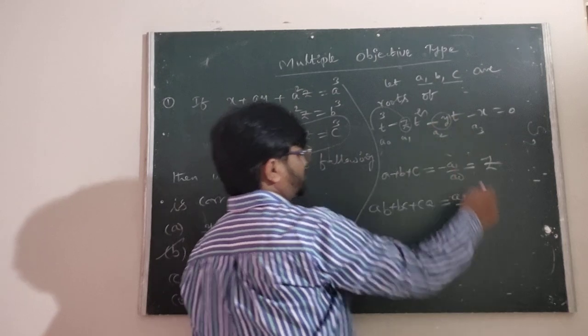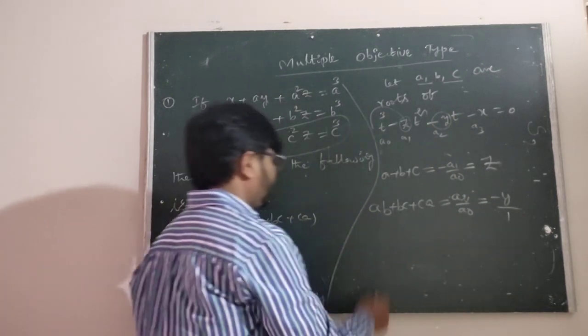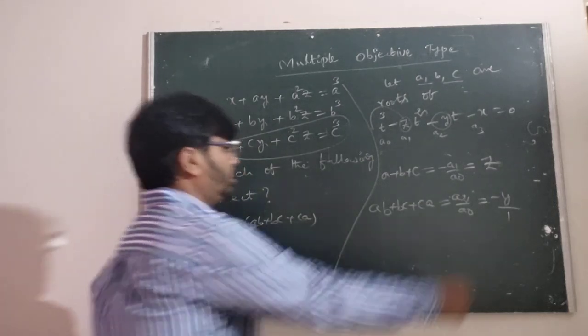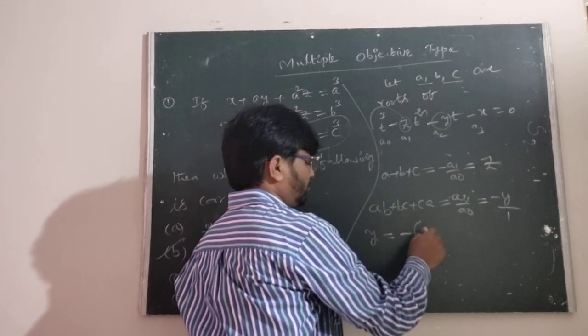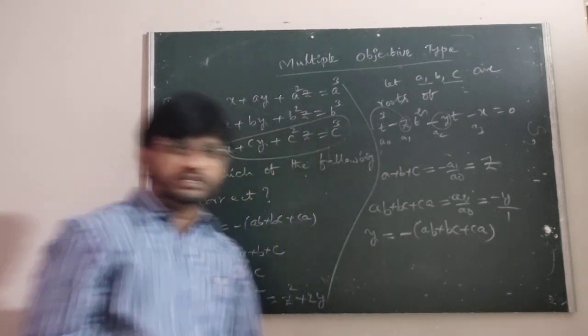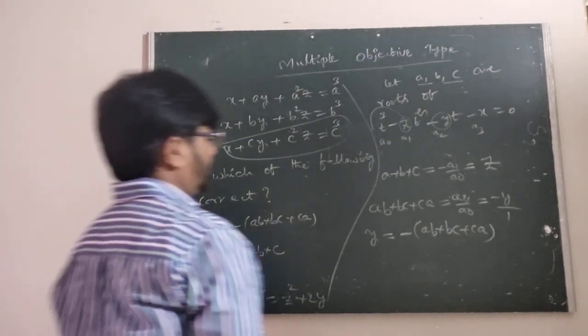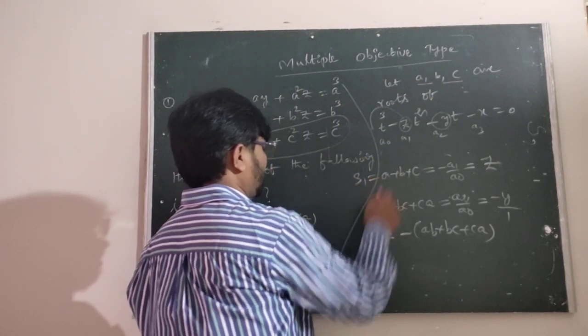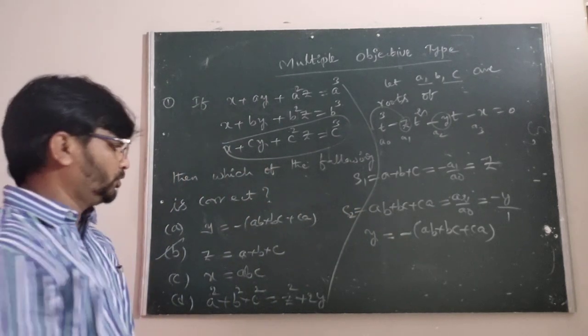a2 is minus y, so minus y by 1. Now we can write the value of y as minus of ab plus bc plus ca. Now this is S1, the sum of all roots, and this is S2, the sum of the product of the roots taken 2 at a time.